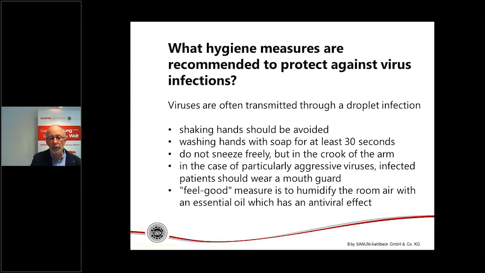What hygiene measures are recommended to protect against virus infection? When we look at viruses that cause respiratory tract infection, they are often transmitted in droplets via the air we breathe. This is called droplet infection. Infected patients can transmit the virus to the mucous membrane of other people by speaking, coughing, and sneezing.